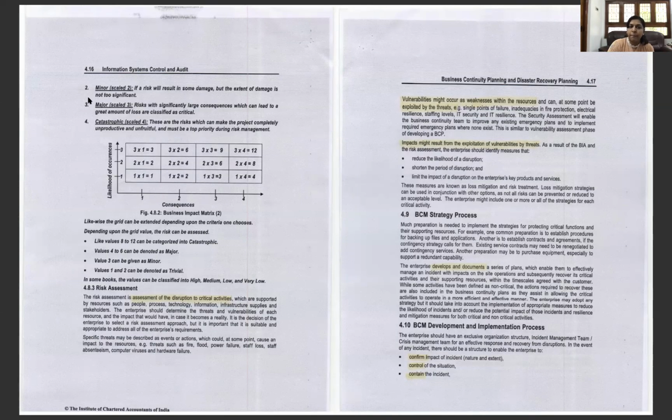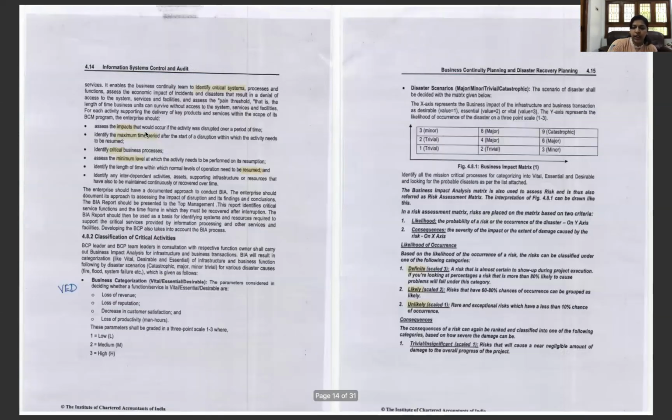Next one is minor. That results in some damage, but not too significant. Next one is major. Major is large consequences. Next is catastrophic. These are the risks which can make the project completely unproductive and unfruitful.